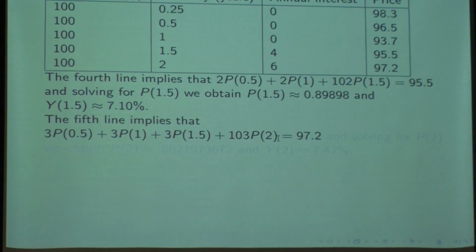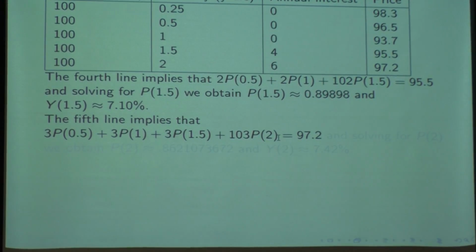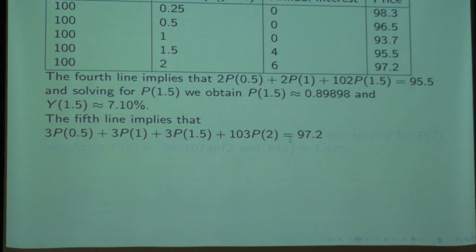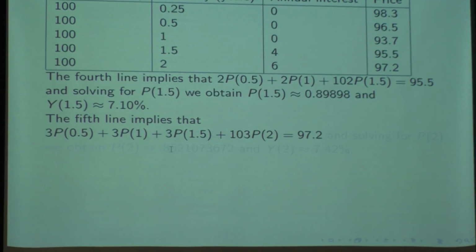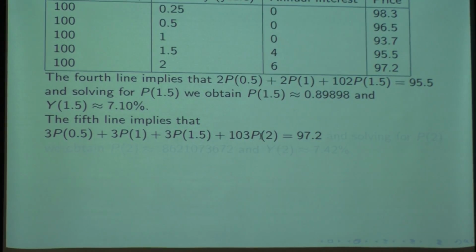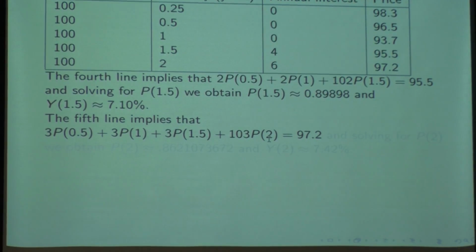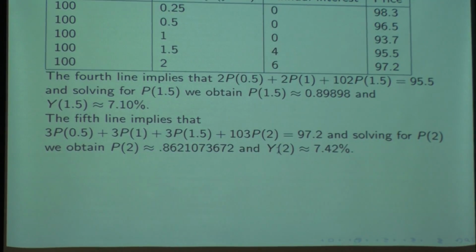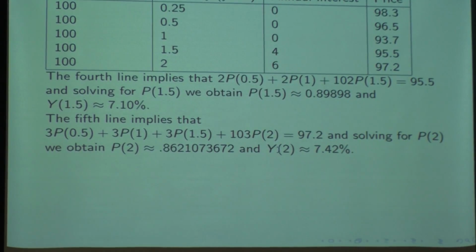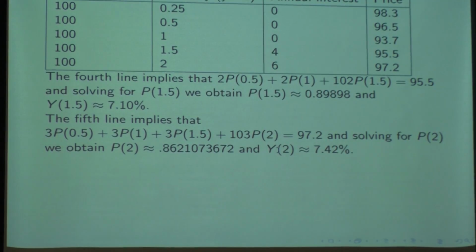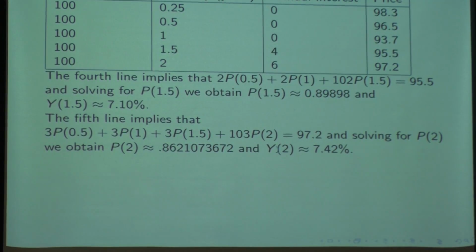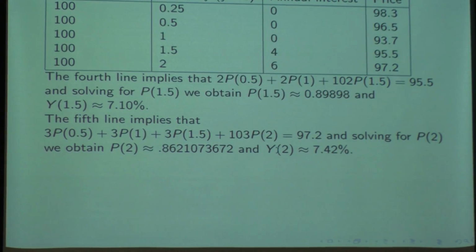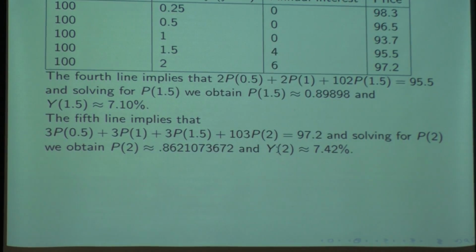So you go to the market for these bonds and you observe a price of 97.2, and you set this expression here to 97.2, and then you say, we know what this is, we know what that is, we know what this is. The only thing we don't know in this equation is P of 2. We can solve for P of 2. You get some number, which is very uninteresting, and then you can compute y of 2 using this formula over here, and you get the 2-year interest rate, which happens to be something like 7.42%. All right?